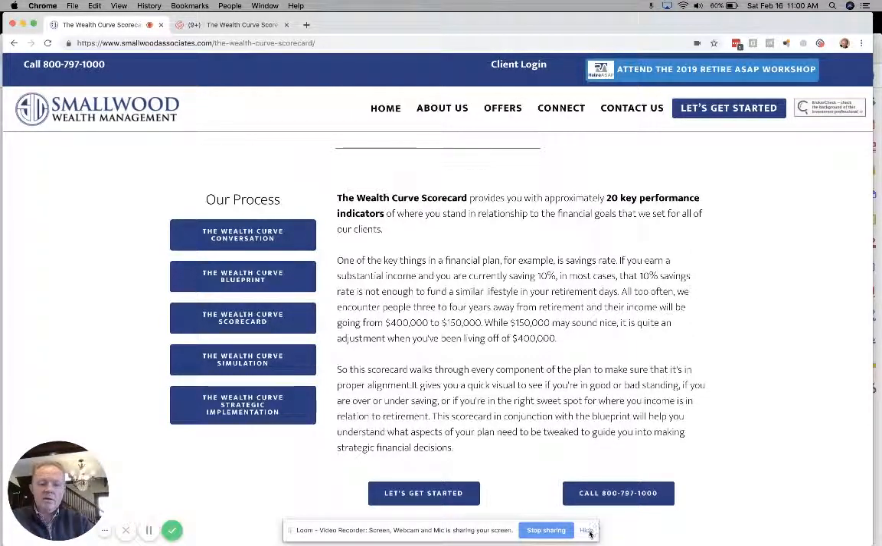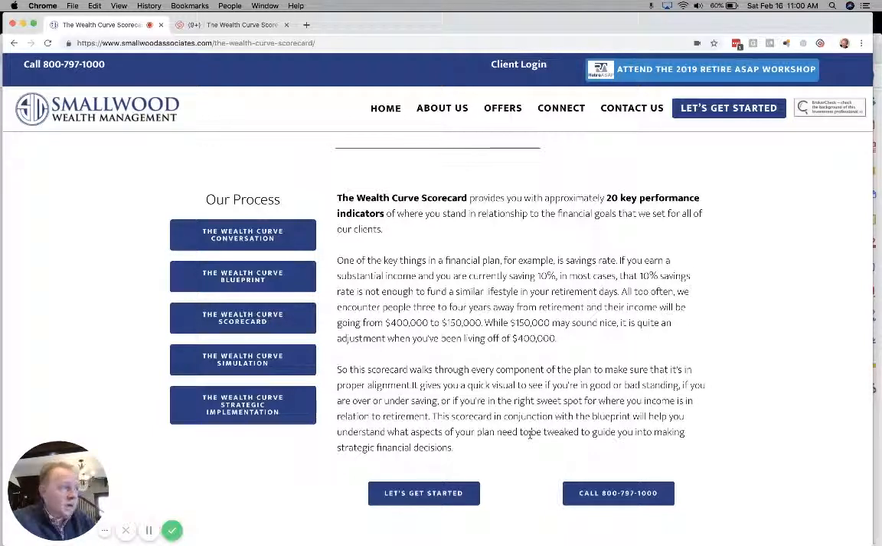What's my savings rate? What's my taxes? Am I getting a company match? What's my debt structure like? What's my lifestyle like? What's my real estate taxes like? How much money do I have saved in all these different components? What are my current liabilities?